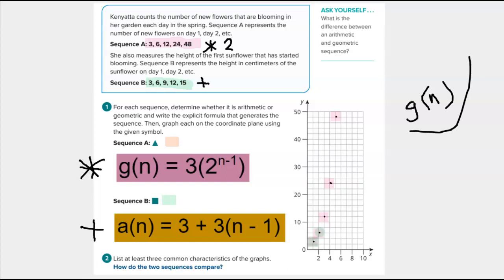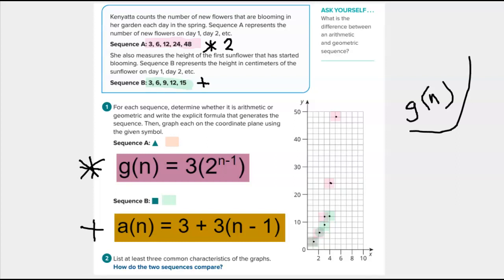3, 9. So I'm going to go over to 3 and then up to 9, 2, 4, 6, 8, 9. And then I want a little point there. So 9 is halfway in between 8 and 10. Now I'm going to 4, 12. Here's 10, a little bit higher to 12. There's that point.